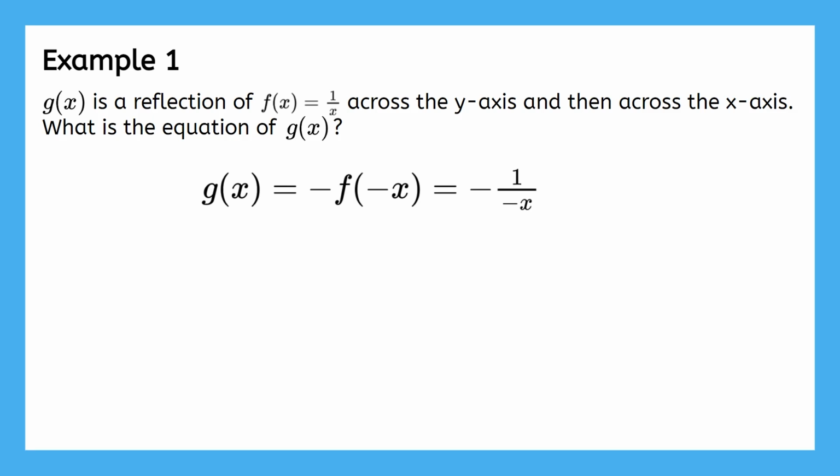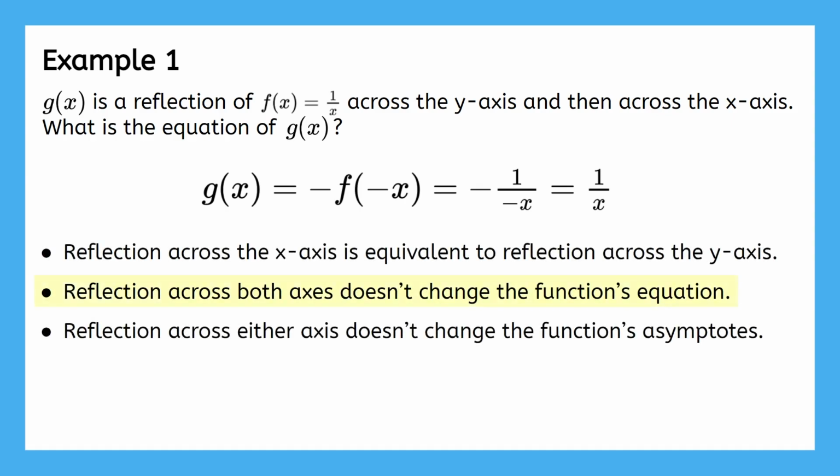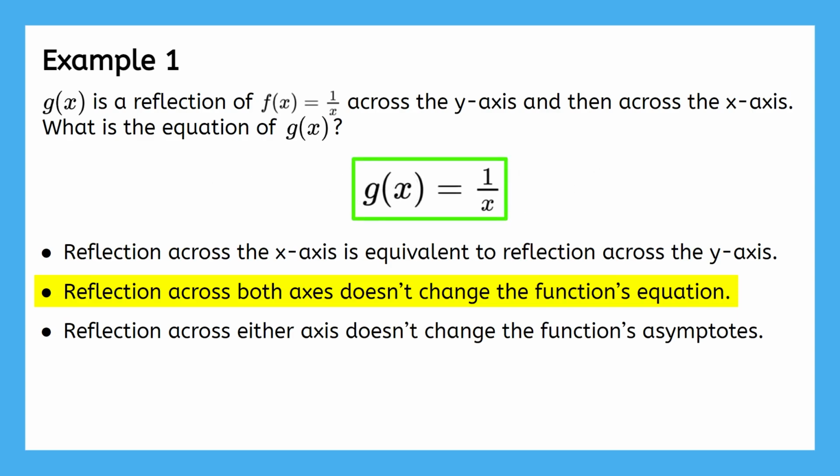But the two negatives will cancel each other. We're left with the same function we started with, 1 over x. This is consistent with our second property of reflecting the function 1 over x. Reflection across both axes doesn't change the function's equation. So the equation of g of x is also 1 over x.